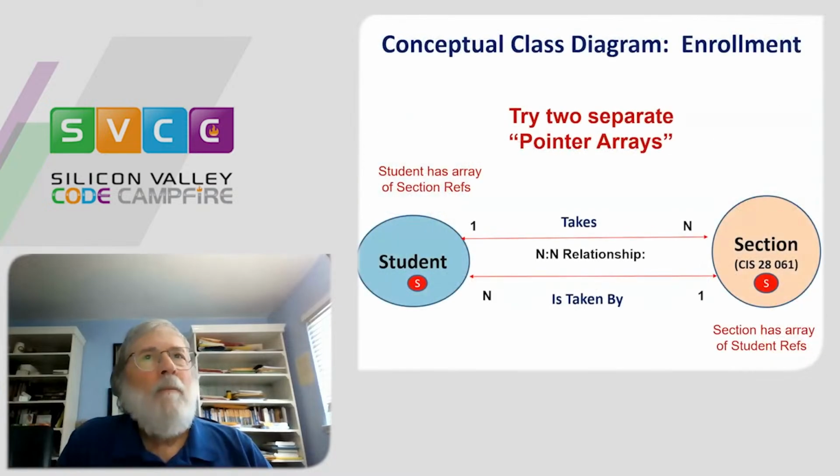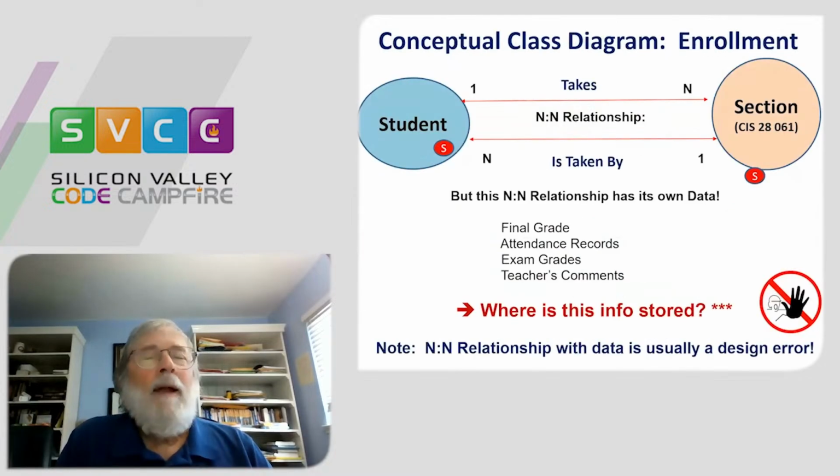Well, you might try 2 separate pointer arrays. So a student has an array of pointers, 1 to each section. Section has an array of pointers, 1 to each student. And this might work, except for the fact that it has its own data. So a student in a section has final grade, attendance records, exam grades, teachers' comments. Those are all specific to one student in one section.